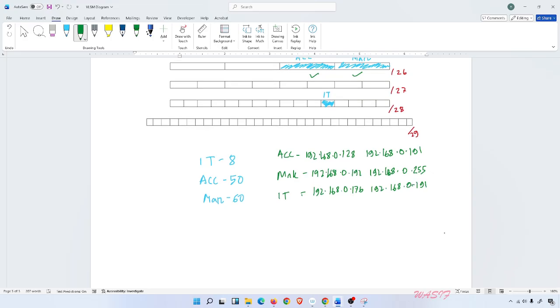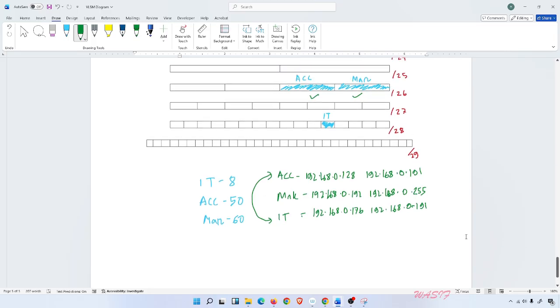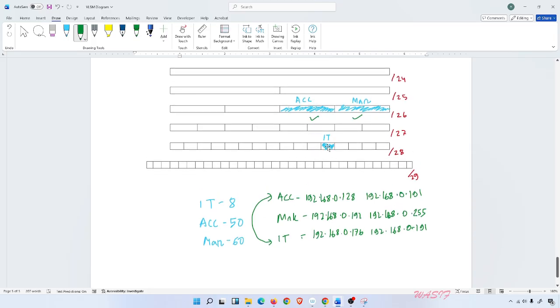Now look at here very carefully. What's the problem? The problem is that the accounting department and marketing department have overlapping IP addresses. This is the one that you can only get if you divide this field. But you have already used this field, so how can you divide?